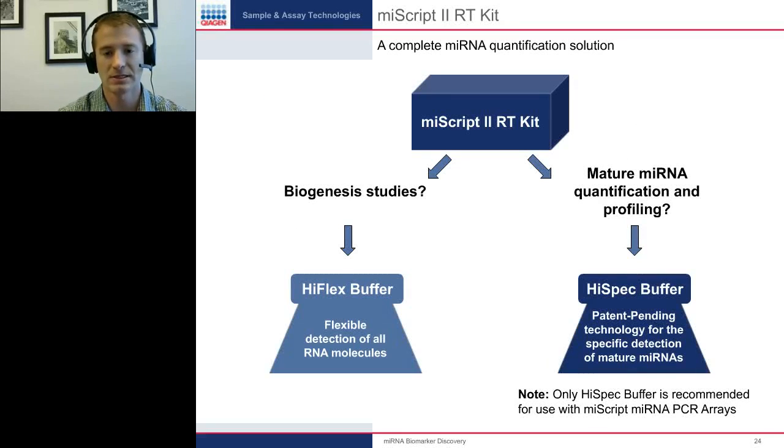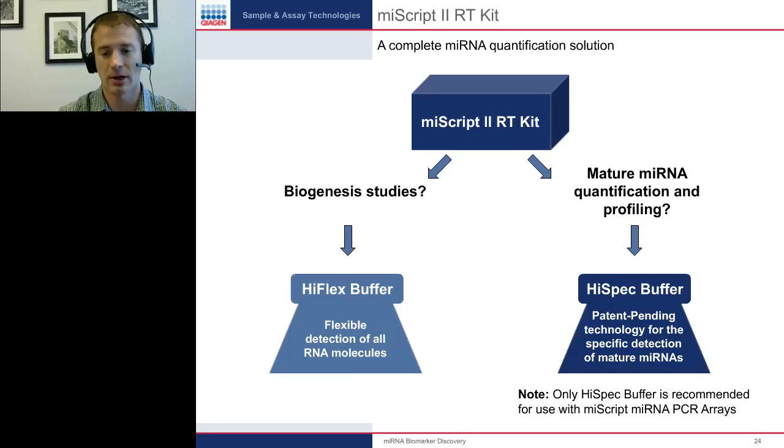And let's go into more detail of the components of the microscript PCR system. So for reverse transcription, you will use the microscript 2RT kit, and the kit is built with your particular biological questions in mind. If you're interested in biogenesis studies, perhaps which precursor microRNA your mature microRNA is derived from, and also what mRNA your microRNA is potentially interacting with, you would want to synthesize cDNA using high flex buffer, which allows you to detect all RNA molecules from one cDNA synthesis.